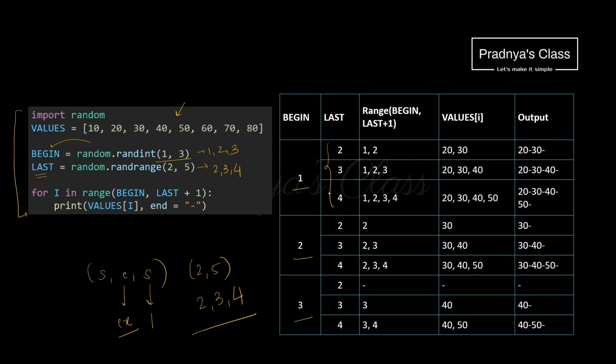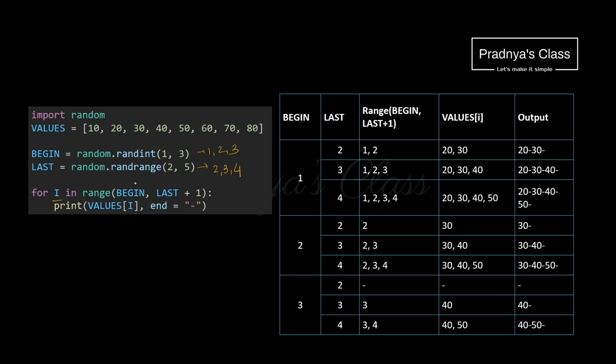Now let's proceed. I is iterating from beginning to last. Anyhow, this end limit is exclusive. It means it will generate up to last. Now let's check out exactly what we are printing. Based on the value of I, we are printing the elements of the list. And the end parameter is dash. Alright then, let's check out the individual values in each pass.